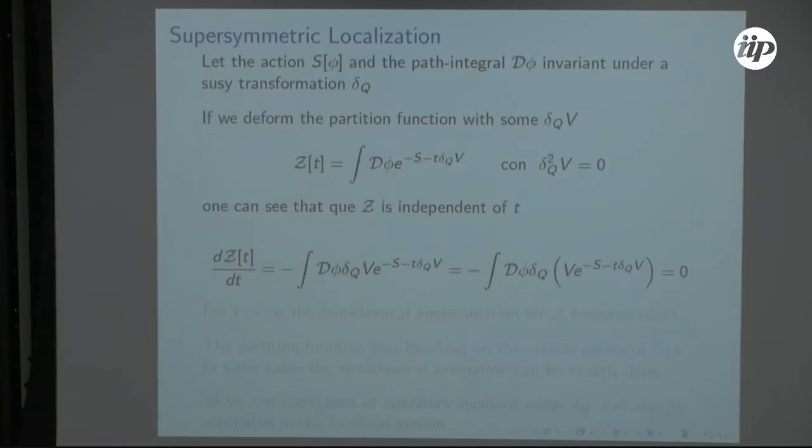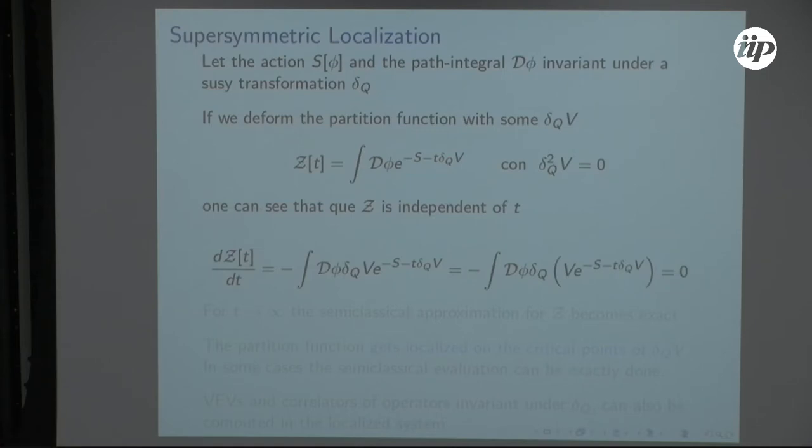I'm not going to talk about supersymmetric localization in detail, let me just mention the idea. It is crucial to have an action which is invariant under some supersymmetry, and also that the path integral measure of your theory is invariant under this supersymmetry. Then the idea is to deform the partition function of your theory with the supersymmetry variation of something that should be cleverly chosen for this to be useful. Then you can see how this partition function depends on the parameter you are introducing with this deformation. So this deformed partition function can in principle depend on t.